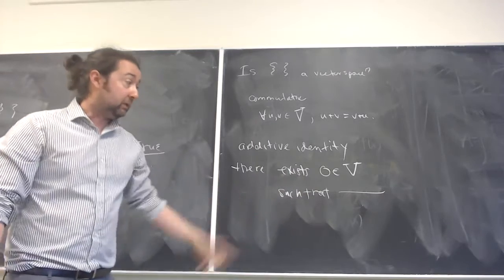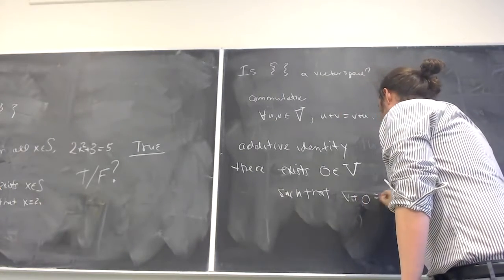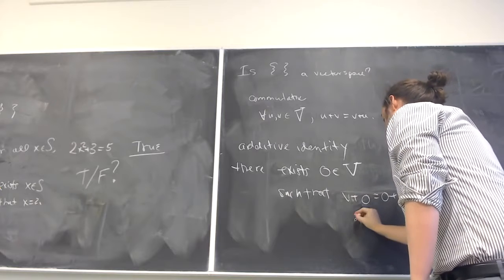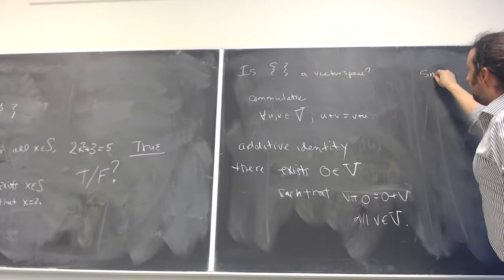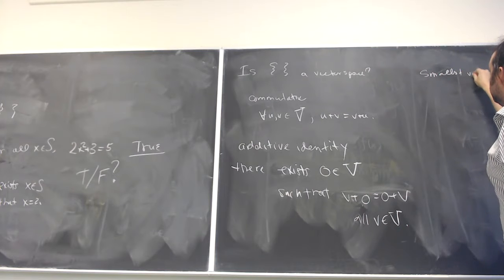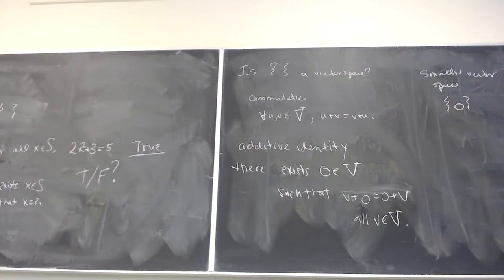In fact, one of the things that we're going to show is that the smallest possible vector space is a set that has one element in it, and that element happens to be zero. It's not a very interesting vector space, but this is a vector space. It's usually a homework exercise to prove that this is a vector space.